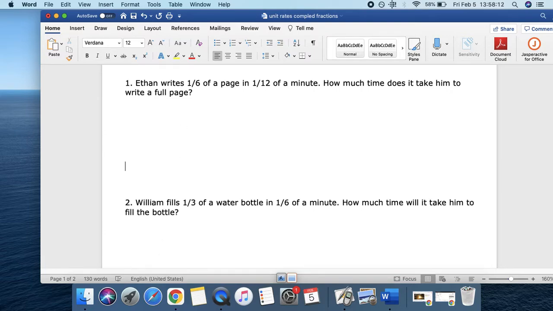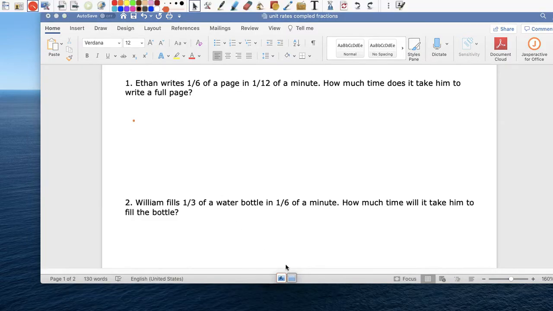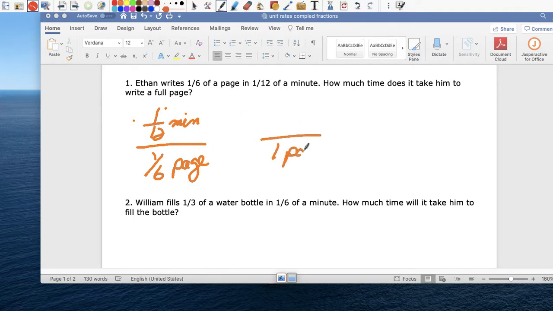So let's go with the first one. It's asking you for the time it takes him to write a full page. That's just another way of saying what's the unit rate per page, right? So we want to know per page, so we're going to write page at the bottom. And your homework should have all the units. It takes 1/12 of a minute to complete 1/6 of a page. So that's the rate. I want to change this to unit rate because I want to know how long it takes him to finish one page.